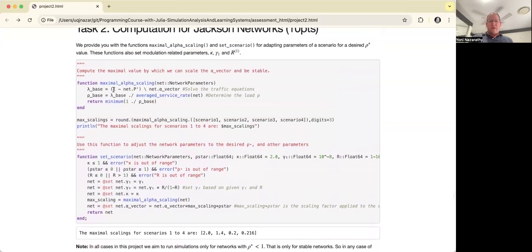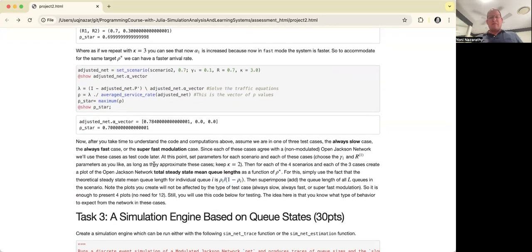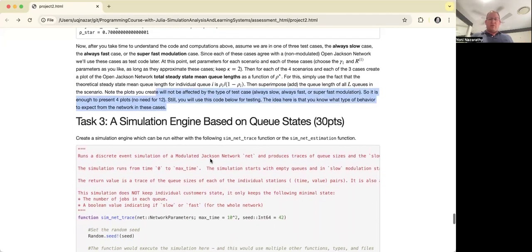We've done the computation with the kind of linear algebra here. This is a backslash operator of linear algebra. We solve the traffic equations here, and we get lambda, and then we compute what is the best alpha that you can get. So we have done this for you, but you're going to now have this code here, and you're going to use it as test code of your actual simulation engine for the case of no modulation. And again, the always slow, always fast, and super fast modulation is like no modulation. So your system will have modulation in it, but it's going to do modulation and think like it's no modulation. So if there's trouble there, then there's probably trouble with your simulation code.